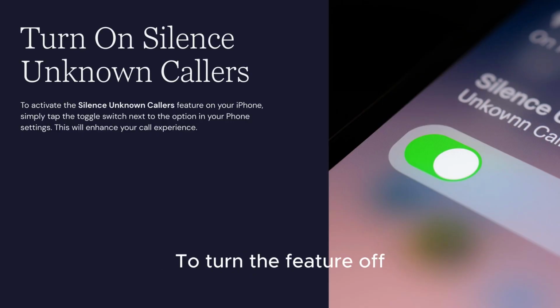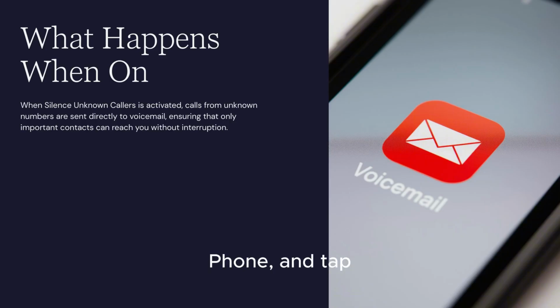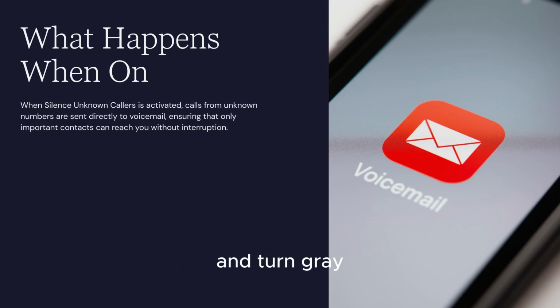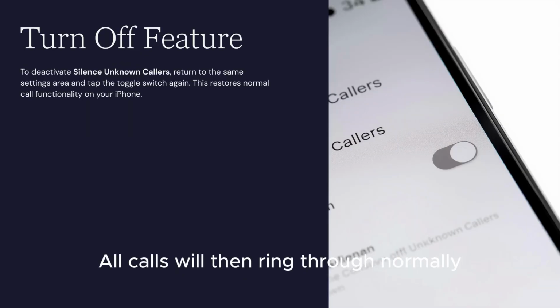To turn the feature off, simply return to Settings, Phone, and tap the same toggle switch to turn it off. The switch will move to the left and turn gray. All calls will then ring through normally.